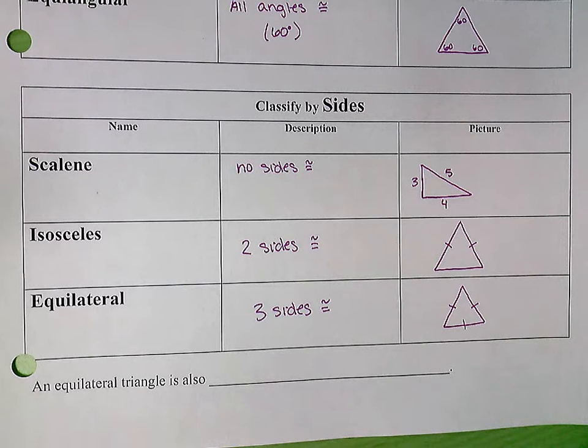So when you're classifying, make sure you read the directions because it might say classify by its angles or it might say classify by its sides. And if you see a right triangle but it says classify by its sides and you write right, that's going to be wrong. Just because it's a right triangle, you're not classifying by its sides. If you say right triangle, that's by its angles. Does that make sense?